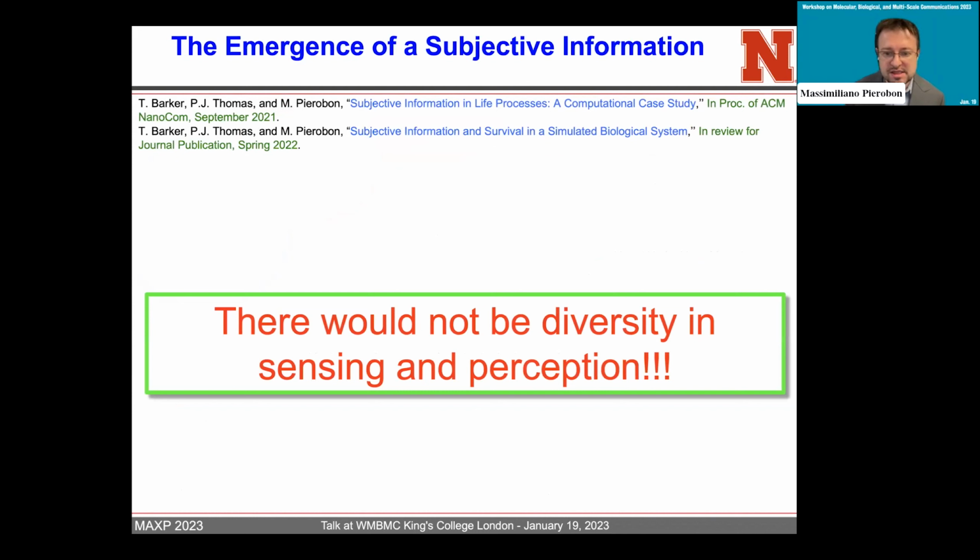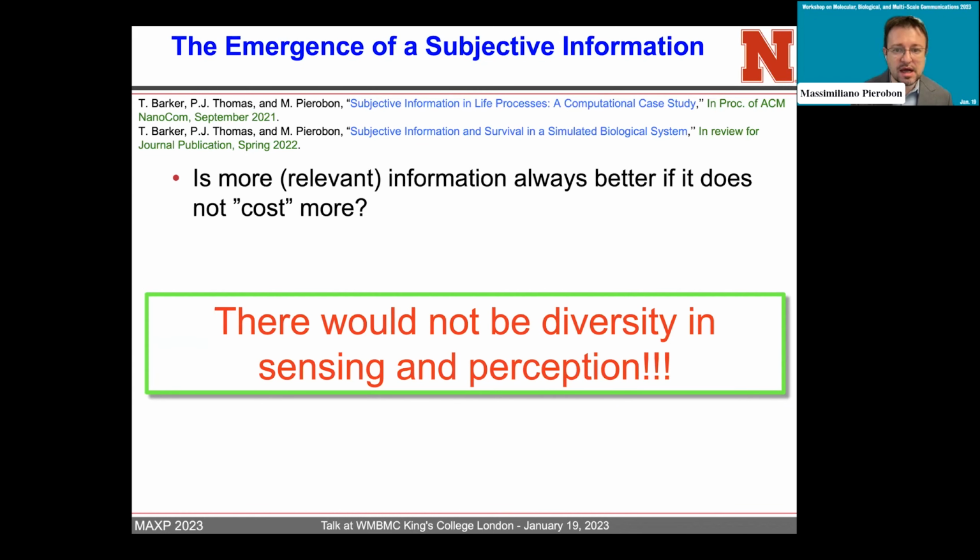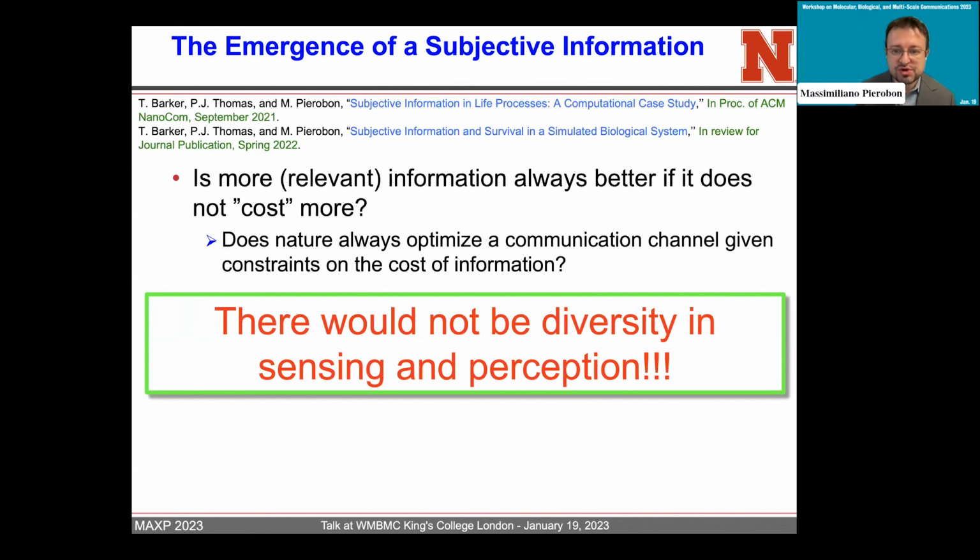Along these lines, we also thought, and that was our first question: is more relevant information, so the more semantic and relevant information, always better, even if I take out the cost? For example, does nature always optimize a communication channel given this constraint, fitness versus cost? Or if I remove the cost, would I get something different? Will that be a communication channel with the maximum amount of information possible or not?